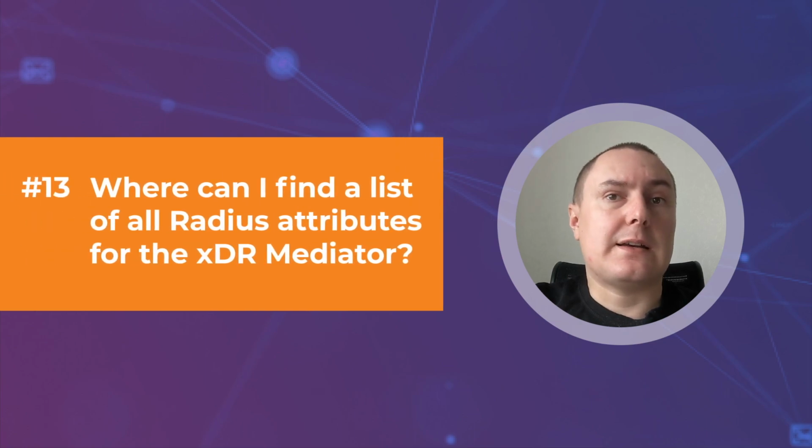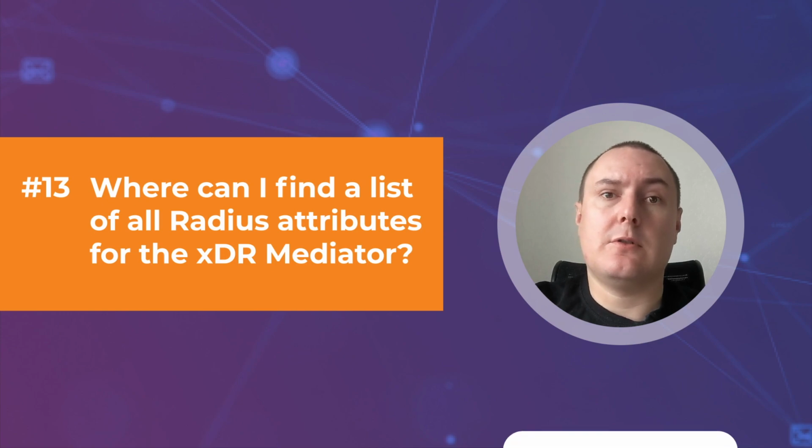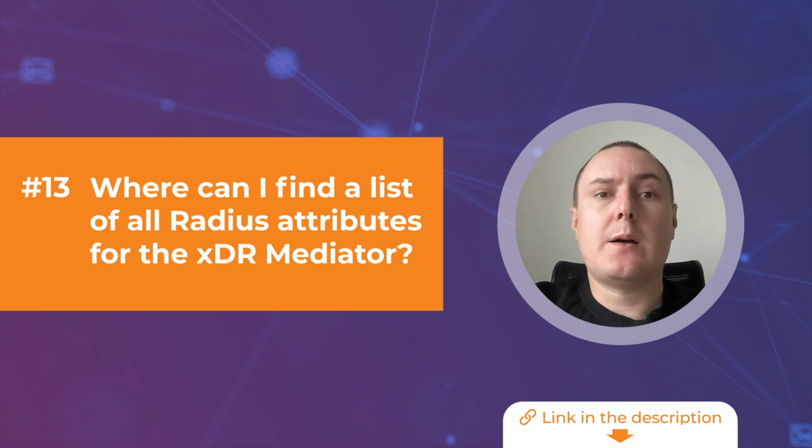Where can I find a list of all radius attributes that can be used while creating custom transformation logic for the xDR Mediator? And are there any mandatory attributes? Well, for this final question, I can answer it very simply with a link to a nicely structured table of all those radius attributes, along with a link to information about all of the mandatory attributes as well. Both links can be found in the description to this video.